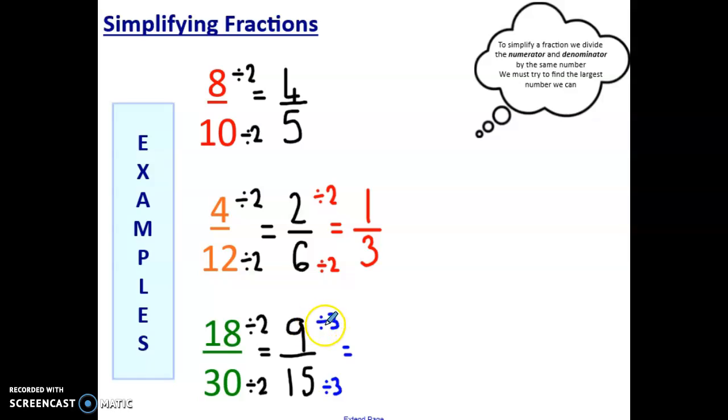What is 9 divided by 3? Excellent. 9 divided by 3 is 3. And finally, what is 15 divided by 3? Fantastic. 15 divided by 3 is 5. And finally, I've got my fraction in its simplest form. 18 over 30, I can simplify to 9 over 15, but that is not my final answer because I must divide again to get 3 over 5.